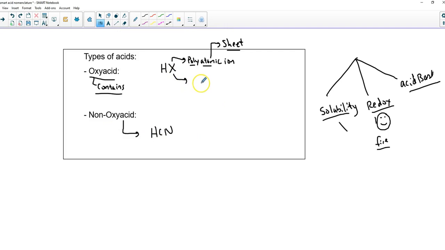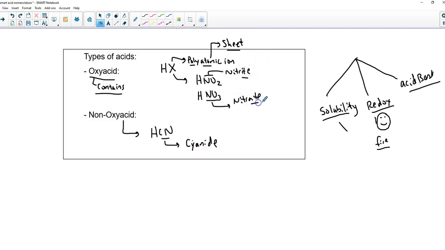One we might highlight here would be HNO2 and HNO3. These guys are both oxy acids. They contain oxygen. This one is using the anion of nitrite, and this one is using the anion of nitrate. And this one's using the anion of cyanide.